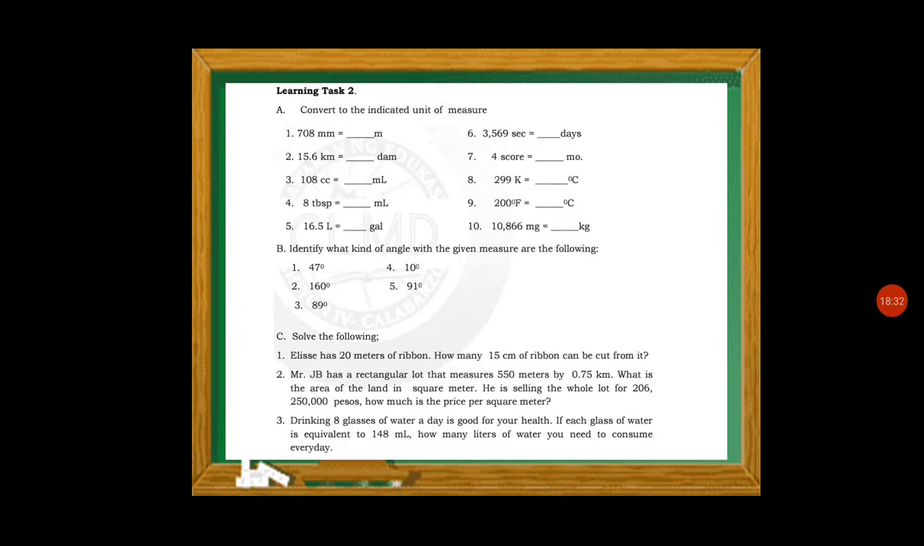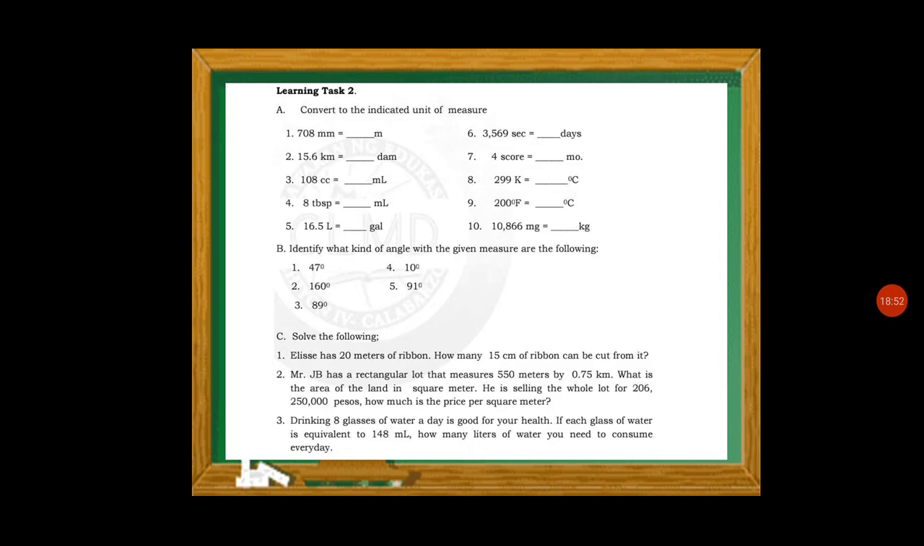So for number 1, that is lower than 90. Number 2, that is greater than 90. Number 3 is still less than 90. For number 4, of course, less than 90. And for number 5, that is over or greater than 90 degrees.